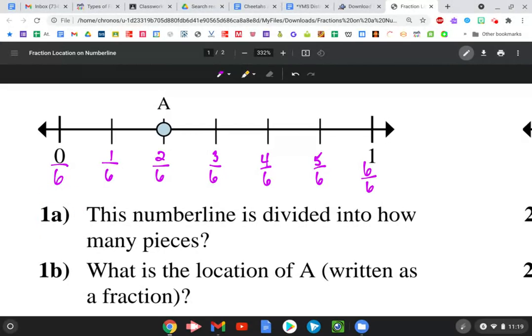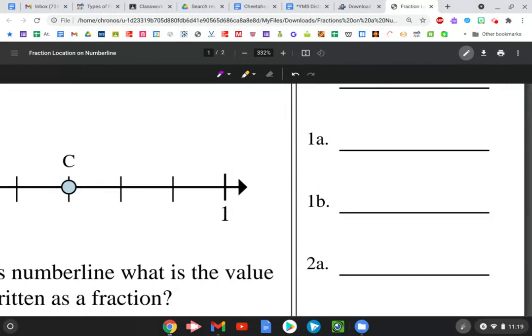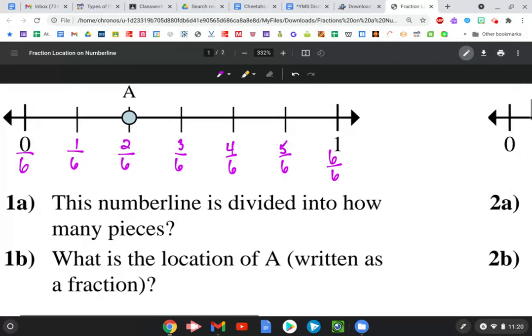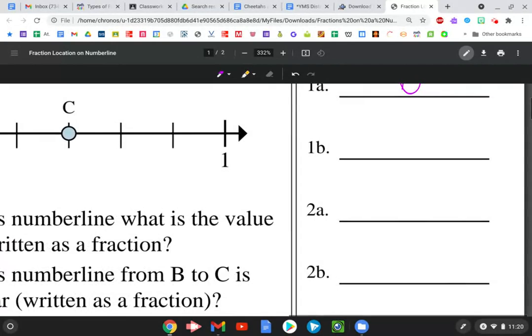The first question was, how many pieces is this number line divided into? The answer is 6, right? And so let's get over here to line 1A, where we're going to put our answer. 6 pieces. And then 1B asked us, what's the location of A written as a fraction? Well, here it is. There's A. Its location as a fraction is on the 2 6 spot. So we'll come over here to line 1B and write the answer, 2 sixths.